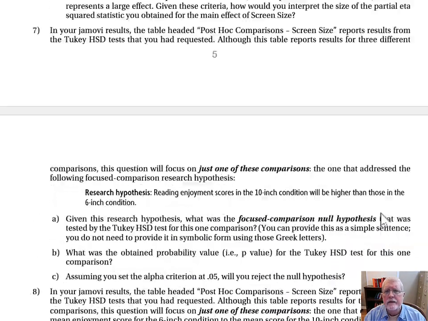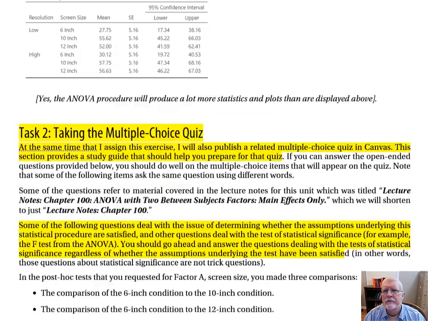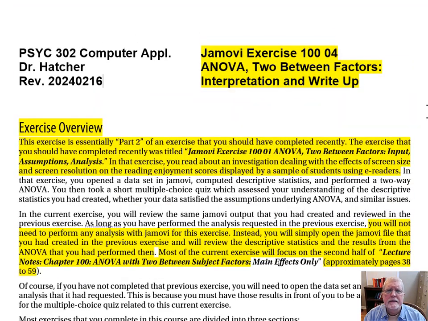This is the end of the exercise. We can scroll up faster than that. This is the end of my summary of the highlights of Jamovi Exercise 100-04, ANOVA with two between subject factors, interpretation, and write-up.